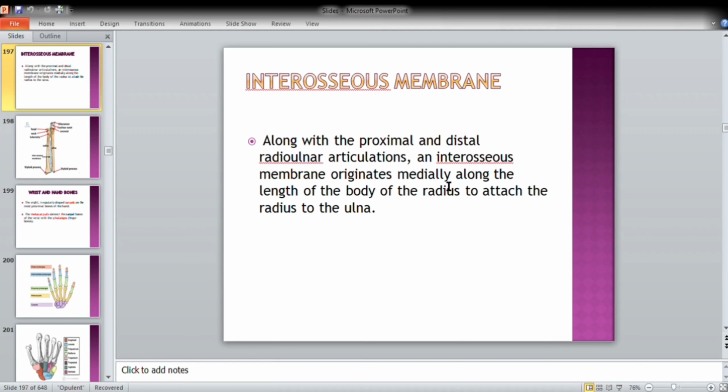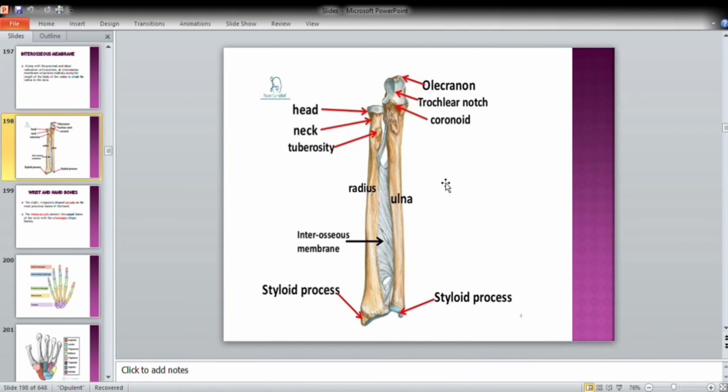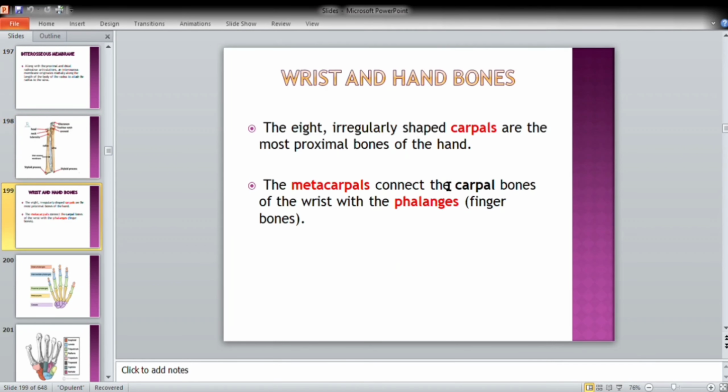The interosseous membrane lies between the ulna and the radius. So along with the proximal and the distal radio-ulnar articulations, an interosseous membrane originates medially along the length of the body of the radius to attach the radius to the ulna. So what is the function of the interosseous membrane? Its function is to attach the radius to the ulna.